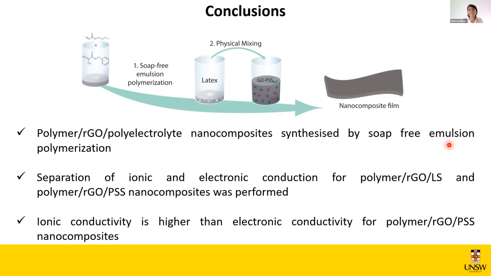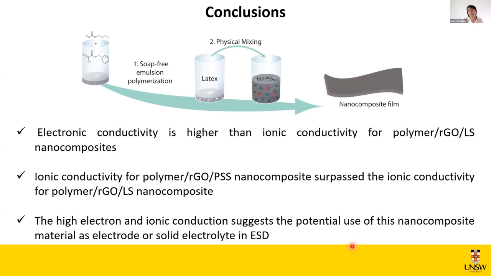For the nanocomposite containing polystyrene sulfonate, we have a higher ionic conductivity, and in the case of the nanocomposite that contains lignosulfonate, we have a higher electronic conductivity versus the ionic conductivity. As well, something interesting is that in the case of the nanocomposite that contains polystyrene sulfonate, we have a higher ionic conductivity, and it even surpasses the value of the ionic conductivity for polymers with lignosulfonate.